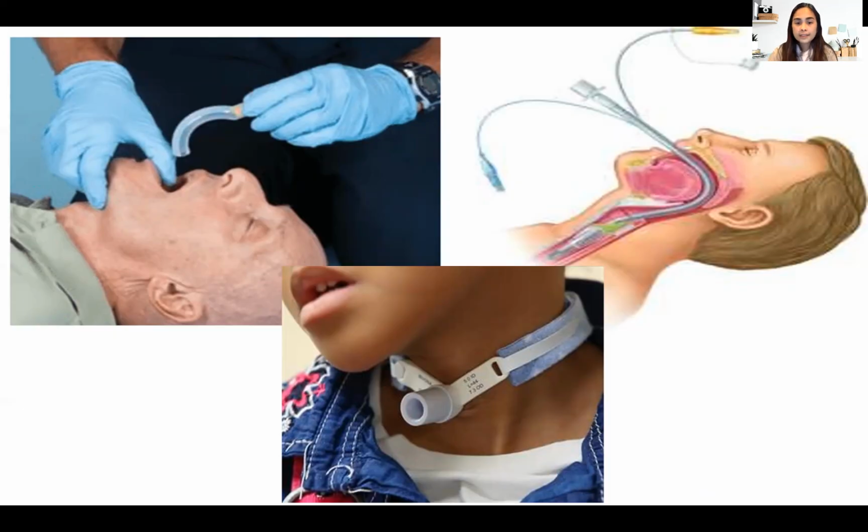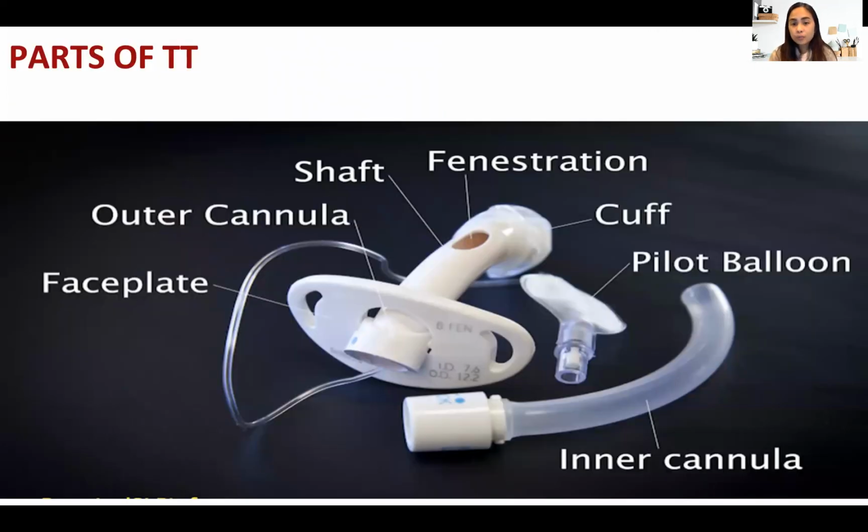So next, what is a TT, a tracheostomy tube? We will be tackling the different parts of the tracheostomy tube. Why? Because we are doing tracheostomy care, cleaning the tracheostomy tube. Most patients have sputum or thick mucus that can accumulate on that tube, and if it accumulates, it will block the airway. So we need to clean it regularly.